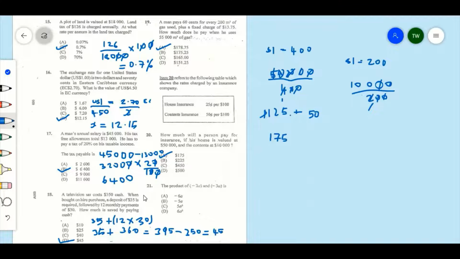Now to question 21, the product of negative 2a and negative 3a is, now negative times negative is going to be positive. So clearly A cannot be the answer, and B cannot be the answer. It's between C and D, and 2 times 3 gives us 6, and a times a gives us a squared, so our answer is going to be D. Alright?